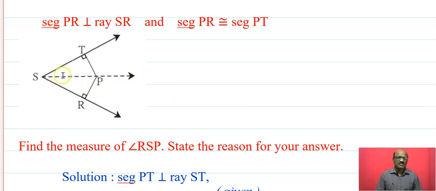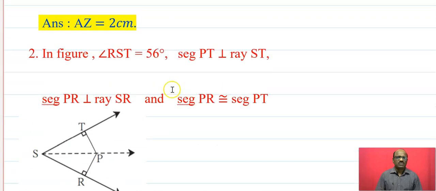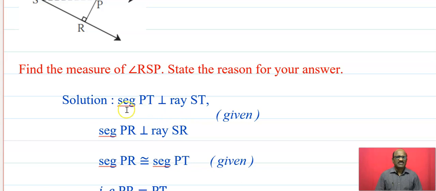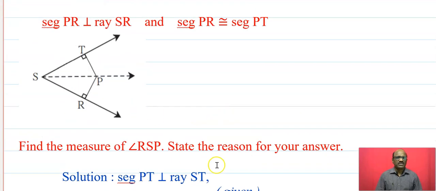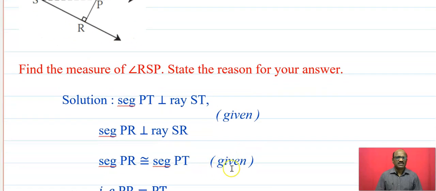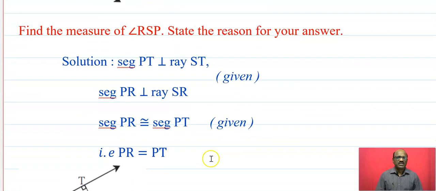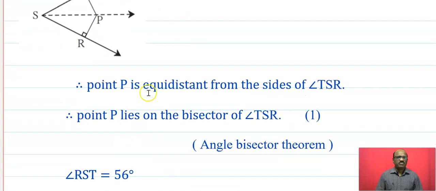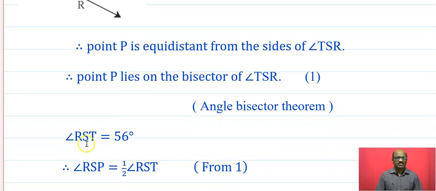Now this is the bisector. Therefore, the measure of this angle is equal to 1/2 of the measure of angle RST. Segment PT is perpendicular to segment ST, which is given. Segment PR is perpendicular to segment SR, given. Segment PR is congruent to segment PT, therefore PR is equal to PT. That is, the point P is equidistant from the sides of angle TSR. That is, the point P lies on the angle bisector of TSR.